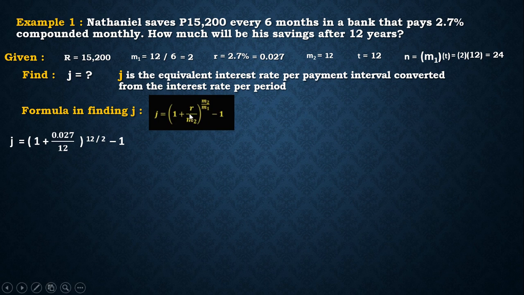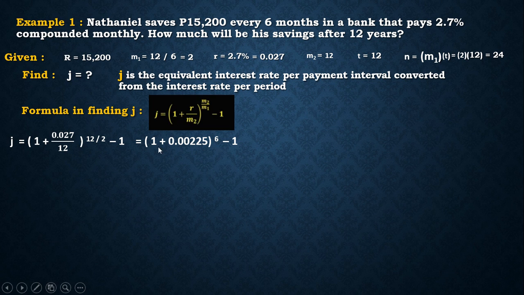So, substitute natin yung R tsaka itong mga M sub 2, M sub 1. R is equal to 0.027. M sub 2, ito po siya, that is equal to 12. Ngayon, yung exponent na M sub 2, pinalitan natin ng 12, at yung M sub 1, pinalitan natin ng 2. So, minus 1. So, i-divide po natin ito, at i-divide po natin ito. So, dinivide natin yung 0.027 divided by 12, naging 0.00225. 12 divided by 2, that is 6.